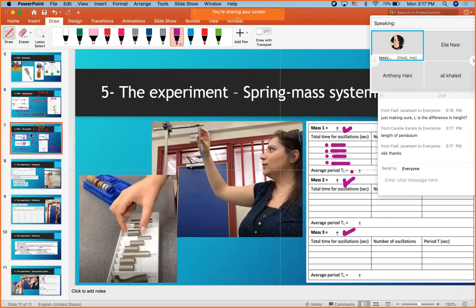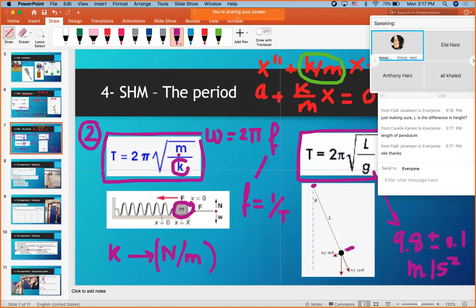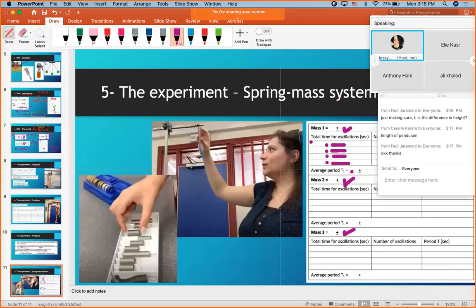So for the spring mass system, we only vary the mass. In the past, we varied K, not anymore. You're gonna do all the experiment on only one spring. Change the mass. For the pendulum, you change the length and the mass and the amplitude. For the spring, only the mass, and you're gonna do only mass 1, 2, 3, and that's it.